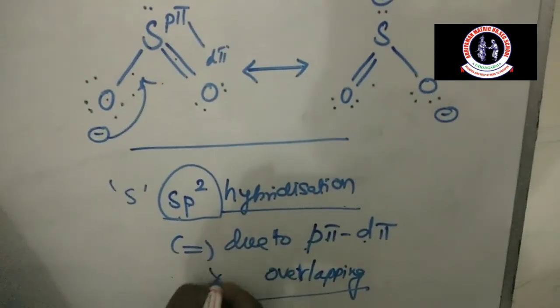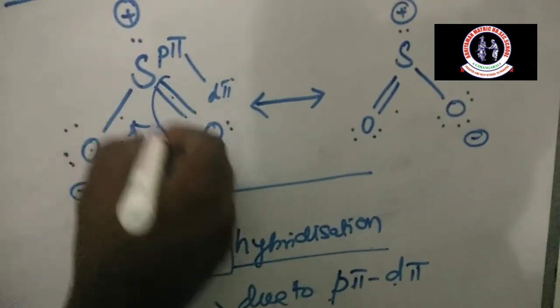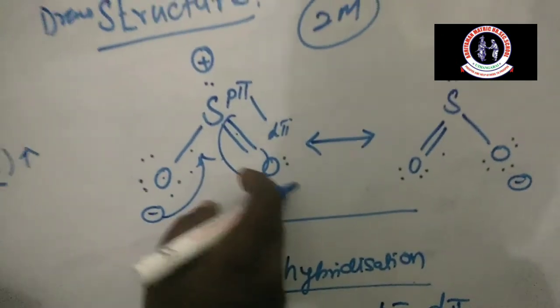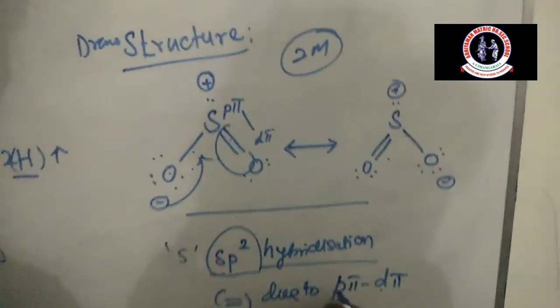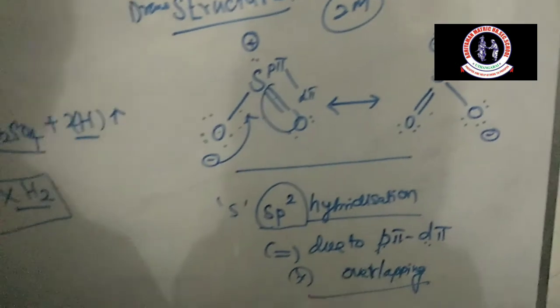So this is a very important 1 mark question: how is the double bond formed between sulfur and oxygen? It is formed by p orbital pi electron and d orbital pi electron overlapping.